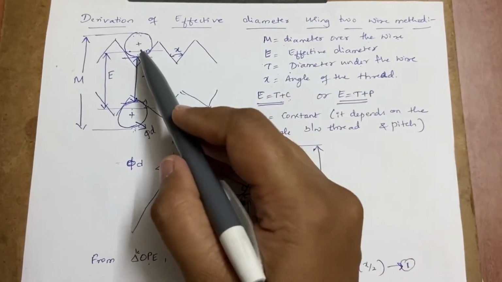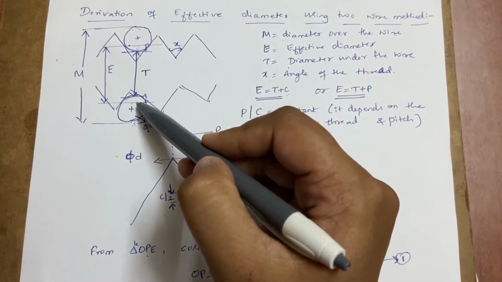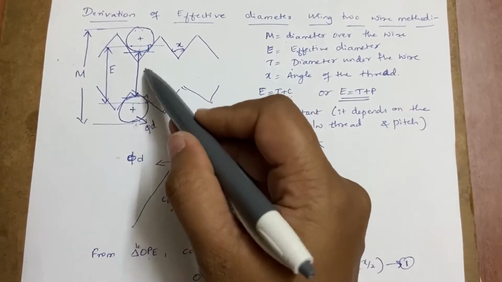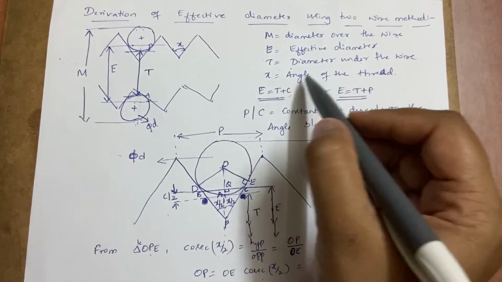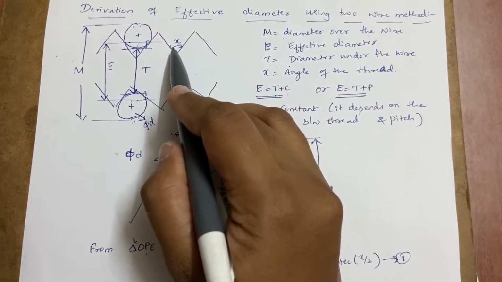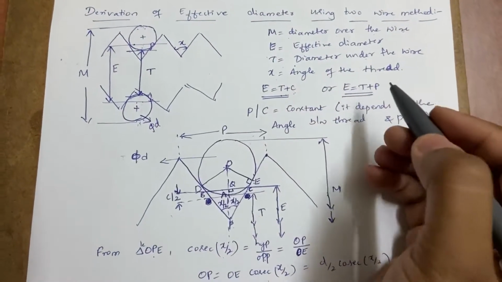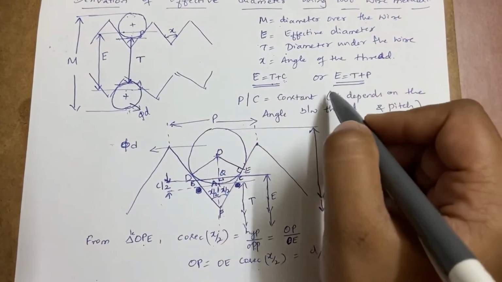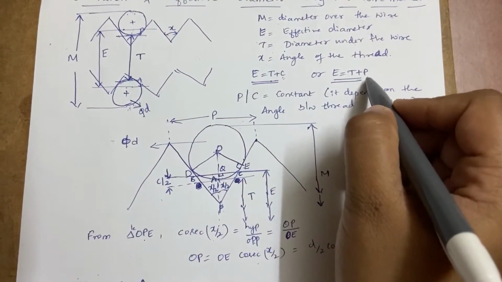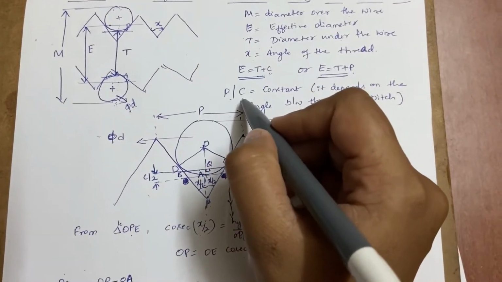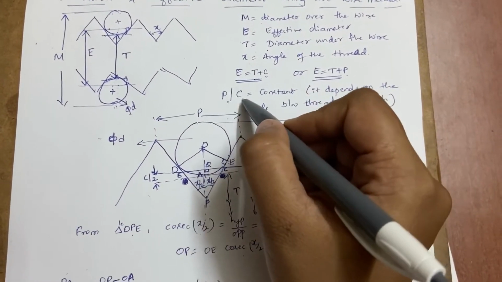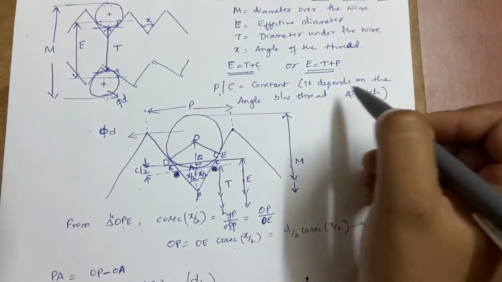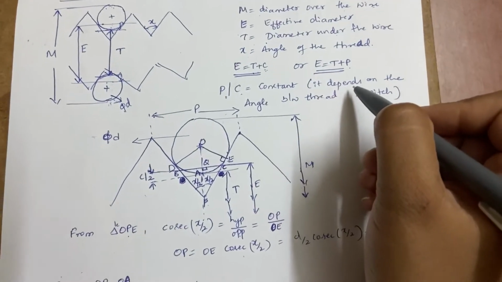And the effective diameter is this particular diameter. So the effective diameter E is equal to T plus C, that is, the diameter under the wire plus a constant C. We are going to assume the angle of the thread is X. This C is a constant. Sometimes in some textbooks they represent it as P, so either P or C, you can use any one. It depends on the angle of the thread and the pitch, so it differs from one thread type to another.